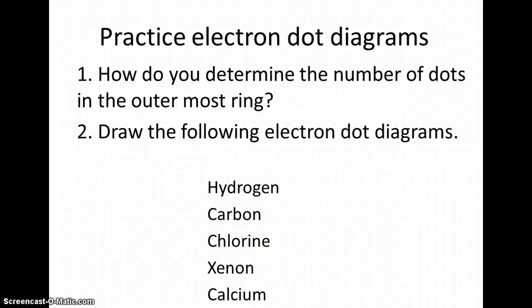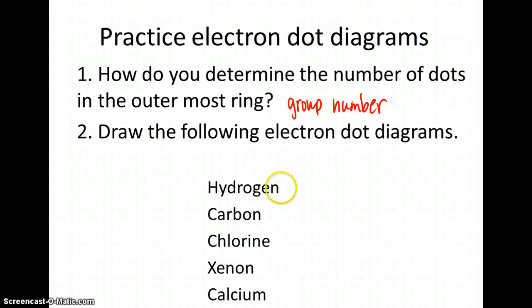So practicing dot diagrams. Just to review a little bit of how we practice dot diagrams, I put a question on here to get us thinking about how do we determine the number of dots in the outermost ring. So how do you think we do that? So if you said the group number, you would be right. So we want to look at the group number of that element, and we want to draw dots around the object to correspond to the number that's in the group.